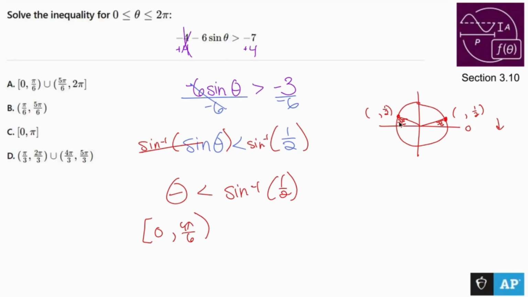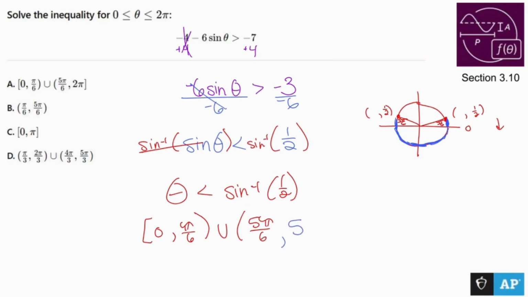Now, as we go to our second interval, it starts at 5 pi over 6, but not including, so we'll say union 5 pi over 6, and our y value is going to be underneath that area for the rest of the unit circle. So all of these blue areas right here is where sine theta is less than that 1/2. So this area was 0 to pi over 6, and then 5 pi over 6 all the way and including 2 pi.